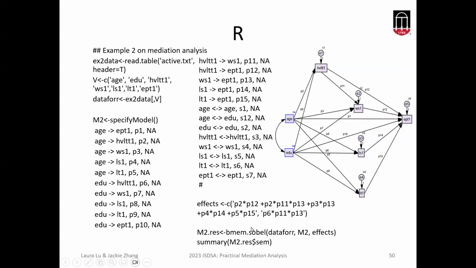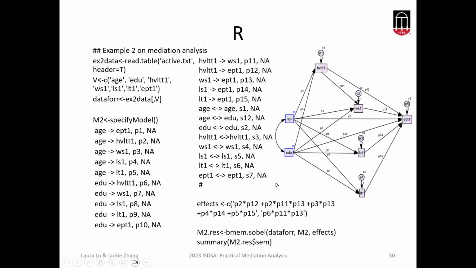And in order to get the Sobel test, we again use the BMEM package, the function called BMEM.SOBO. We have the data file described here, and the model described here. And we have effects described here. Okay, let's look at this effect.